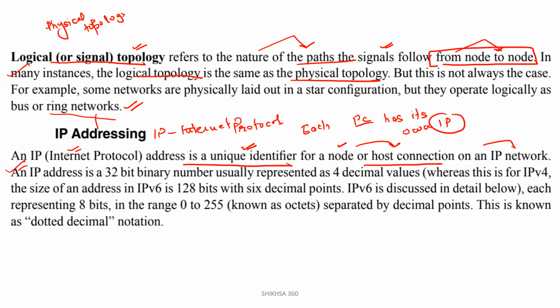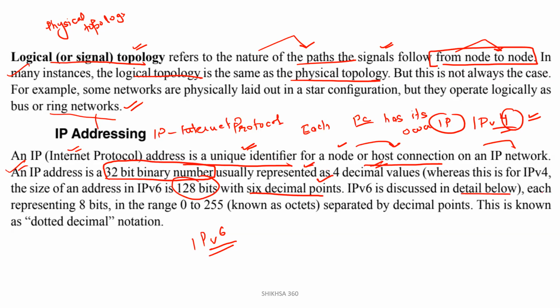So an IP is a 32-bit binary number. Clear? An IP is a 32-bit binary number, usually represented as four decimal values. Clear? IPv4, Internet Protocol version 4, is a 4-byte or 32-bit binary number. On the other side, the size of an address in IPv6 is 128 bits. Clear? 128 bits.